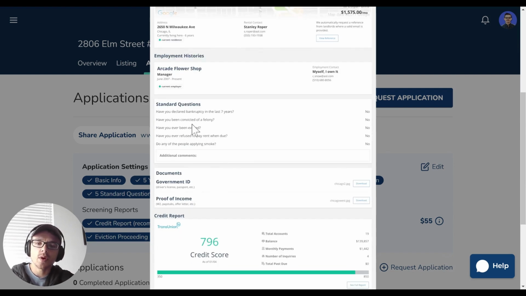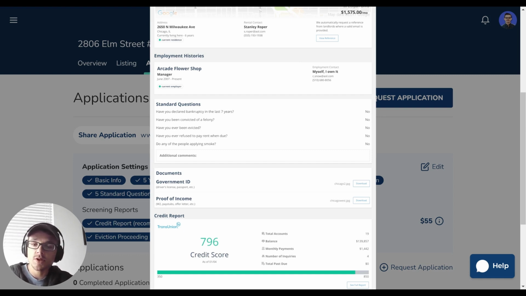Next up would be your standard questions. Have you ever been convicted of a felony, any bankruptcies, things like that? These are pretty much boilerplate on all tenant screening and rental applications, but it's very important to ask these questions and just to understand what you might be getting yourself into in working with this person.